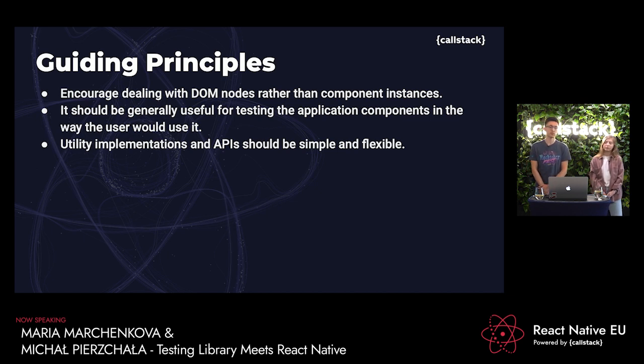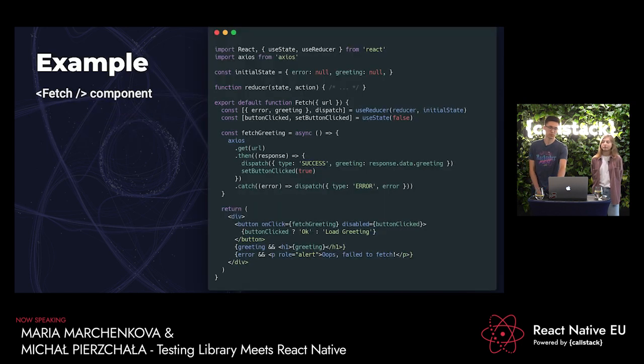Testing library tries to only expose methods and utilities that encourage you to write tests that closely resemble how your apps are used. Utilities included in the library are based on the following guiding principles: encourage dealing with DOM nodes rather than component instances. It should be generally useful for testing an application's components in the way the user would use it. And utility implementations and APIs should be simple and flexible.